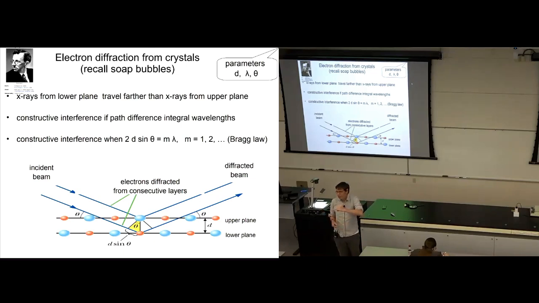It's amazing to see that the simple soap bubble experiment that Newton and other scientists thought about hundreds of years ago, and that was finally interpreted as evidence of the wave-like nature of light, turns out to be the basis for establishing the wave-like nature of X-rays, but you use a crystal instead of a soap bubble, and the wave-like nature of electrons. Again, you use a crystal instead of a soap bubble. So this is how the wave properties of matter, like electrons, subatomic particles, was actually established.